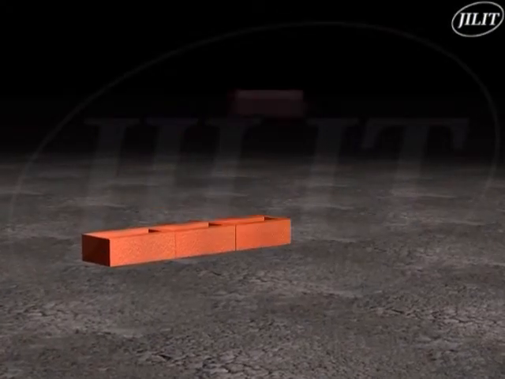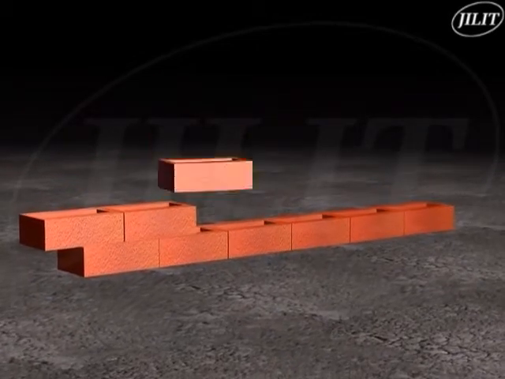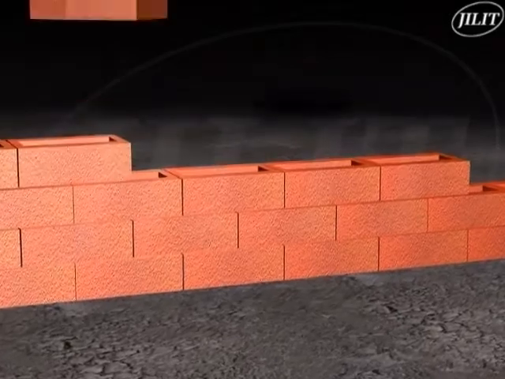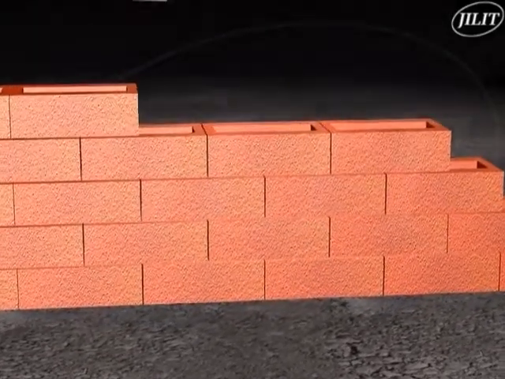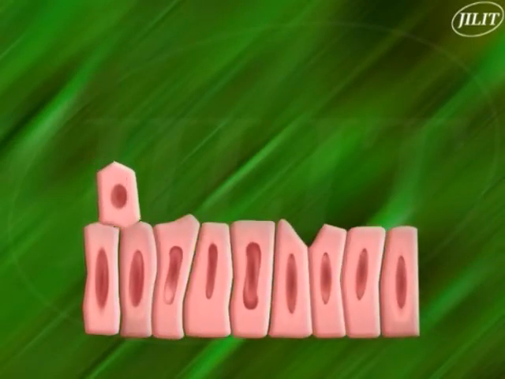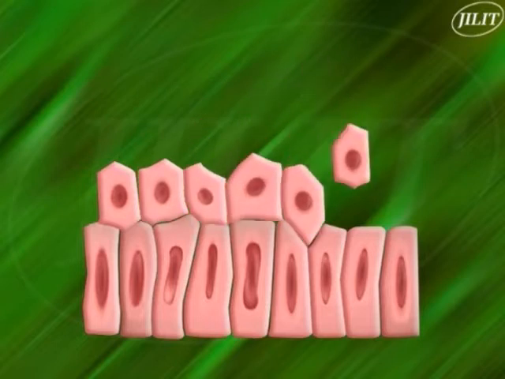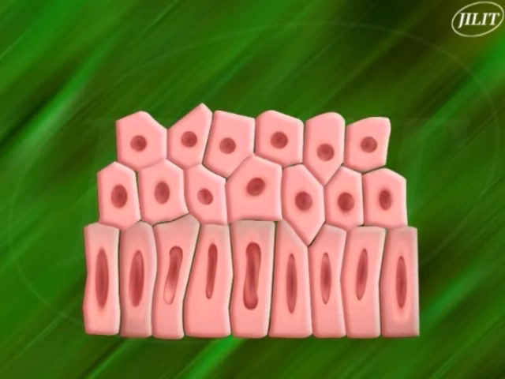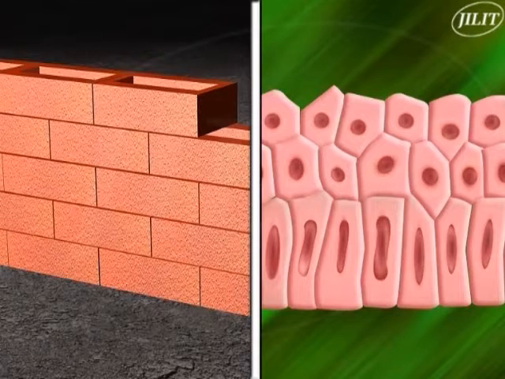Now, we will compare the cells with the bricks of a wall. Bricks arranged in a systematic manner form a wall. In a similar fashion, identical cells join and form a structure known as tissue. A tissue is an ensemble of cells which carries out a specific function. Just compare the organization of small units in both these structures.